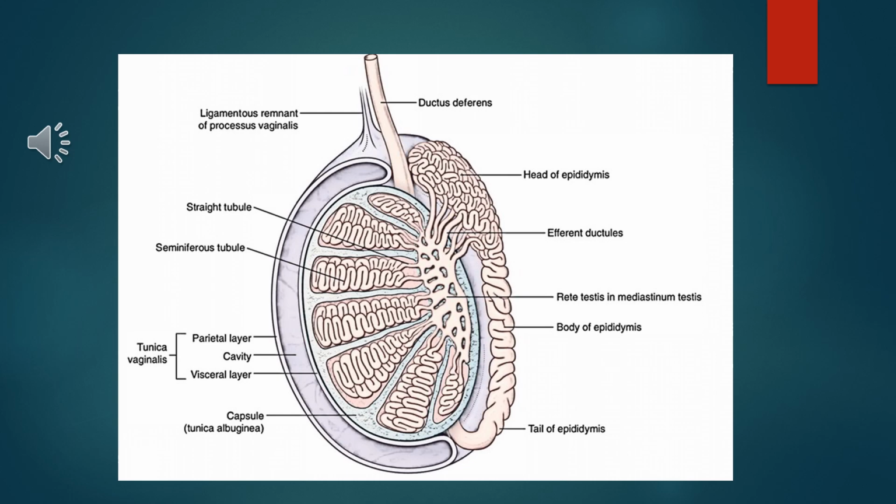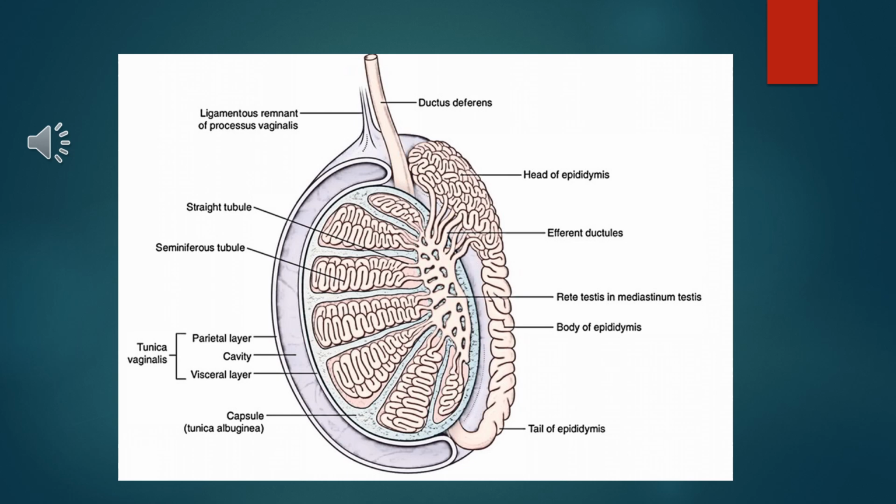Then you see that the seminiferous tubule forms the straight tubule. It anastomoses in the mediastinum testis, that is the rete testis. From the rete testis, you get 12 to 20 efferent ductules. These ductules are highly convoluted and form the head of the epididymis. Then it continues as a highly coiled single tube called the duct of the epididymis. It forms the body and the tail of the epididymis. Then it continues as the vas deferens or ductus deferens.